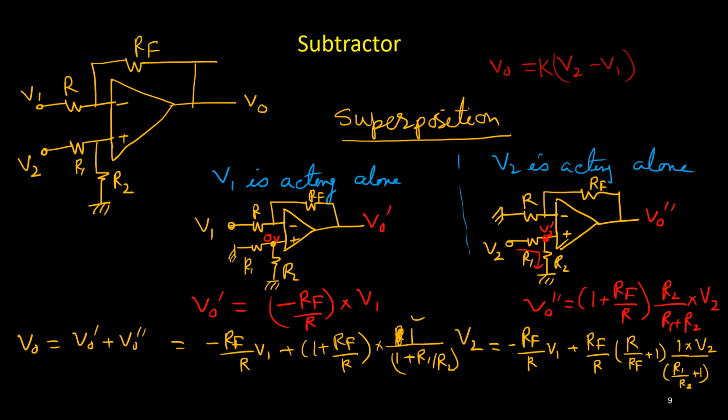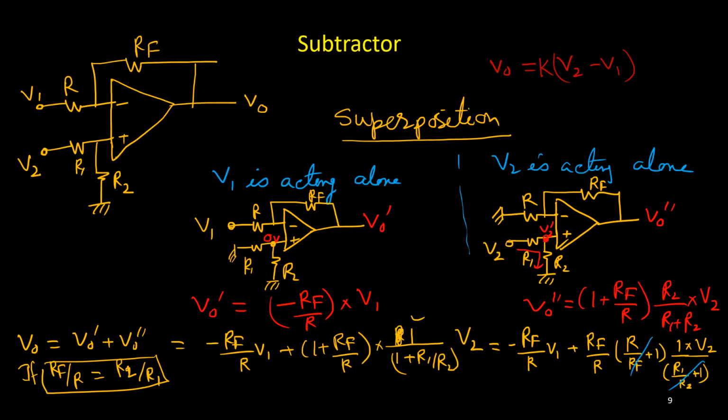Now if I choose this ratio, RF upon R equals R1 by R2. So this is RF by R, R2 by R1. If it is the same, then you will see these two will cancel, because RF by R or R by RF, whatever it is.